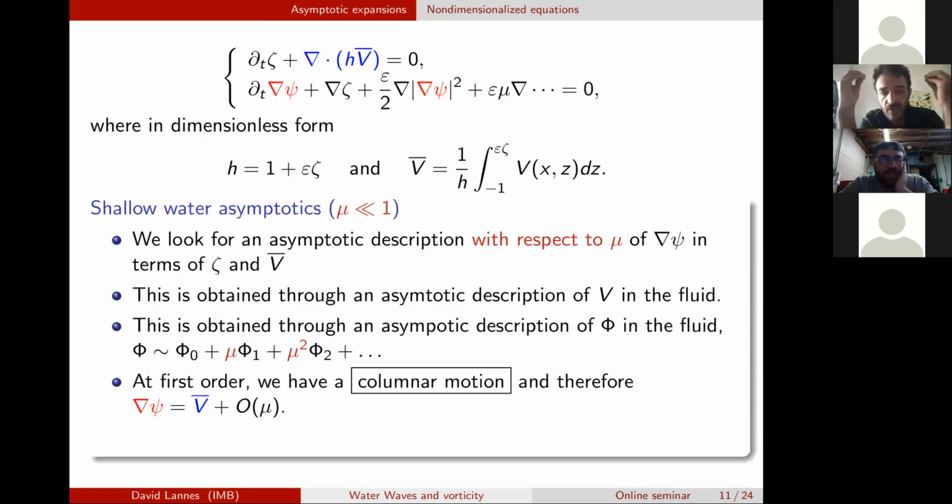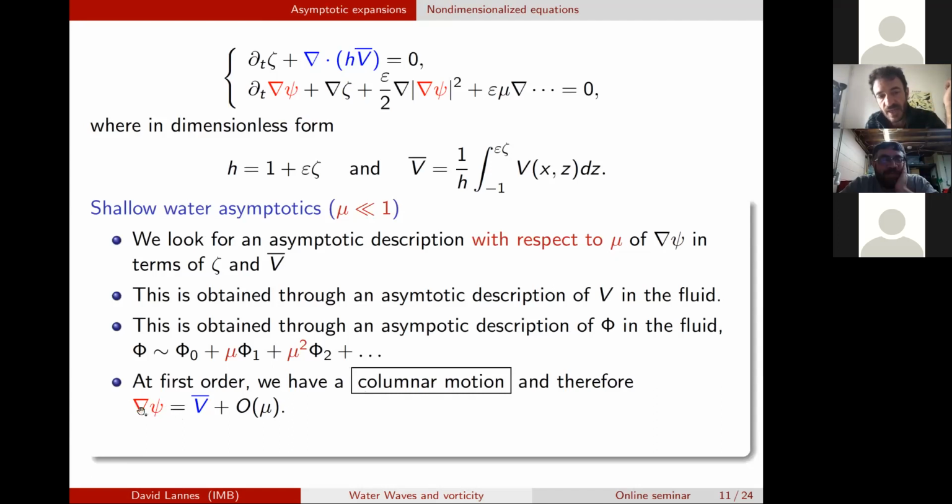But what you find using this, and this is what I want to insist on, is that you are able to find the structure of the vertical dependence of the velocity field in the fluid domain. And thanks to this, you are able to find a relation between grad psi and v bar. So at first order in mu, they are the same. This is what physicists call the columnar motion, that the horizontal velocity at first order does not depend on the vertical variable.